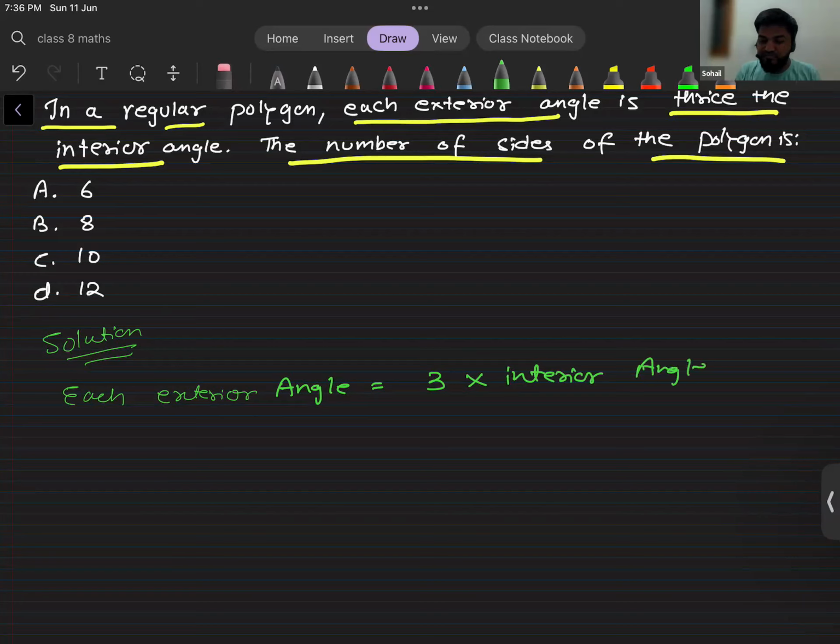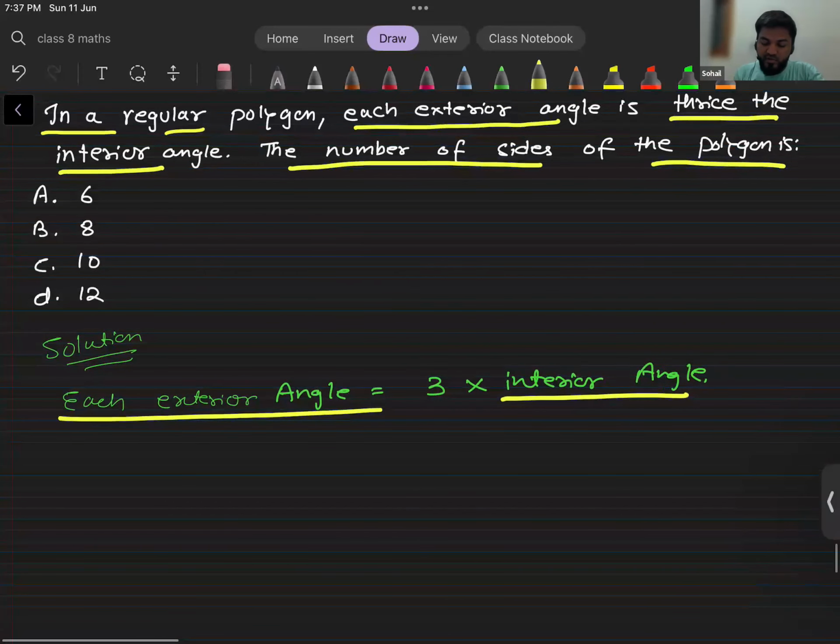Right, guys? Fatima hasn't joined yet, by the way. Yes, this is what the question is saying, that each exterior angle is equal to thrice the interior angle. Read the question: in a regular polygon, each exterior angle is thrice the interior angle. So we can write it like this: each exterior angle equals 3 multiplied by interior angle.